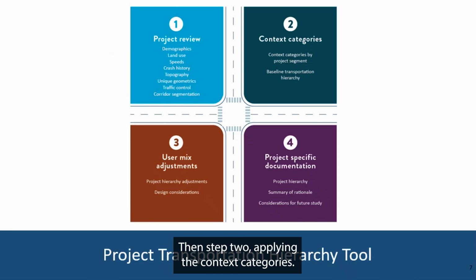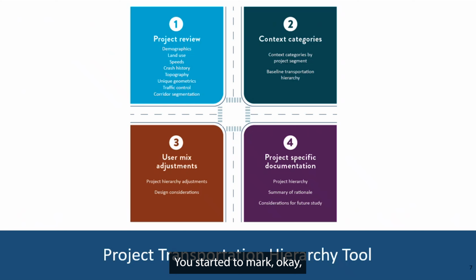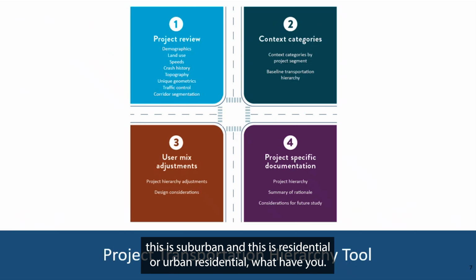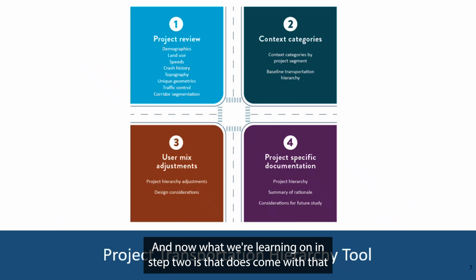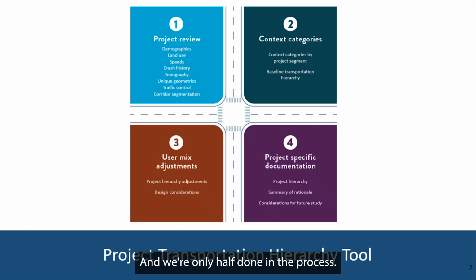Then step two, applying the context categories. That's where you ended in your case study, right? You started to mark out, okay, this is suburban, this is residential, urban residential, what have you. And now what we're learning in step two is that it does come with that baseline user priority or that baseline transportation hierarchy. And we're only half done in the process.